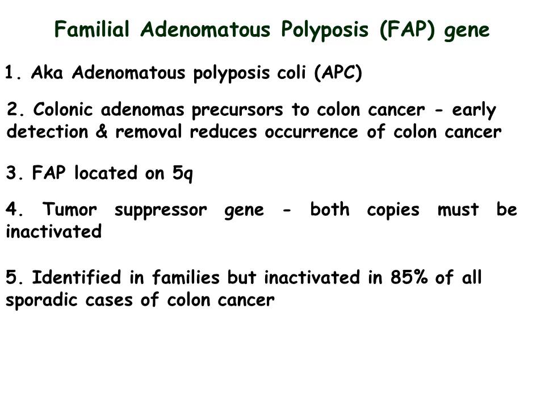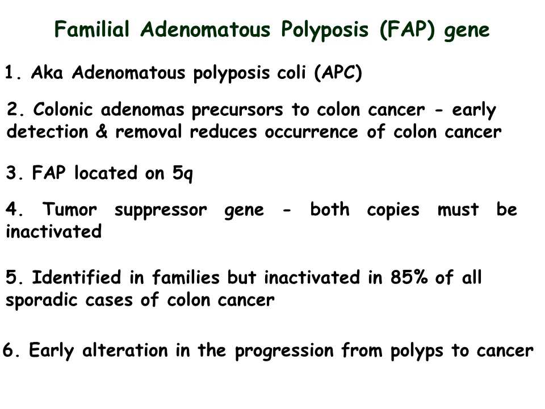But we identified it in families. But it turns out that it is also important in sporadic cases. So the same gene is also inactivated in about 85% of all the sporadic cases of colon cancer. So here was a situation where this became important in the majority of colon cancer cases. So early alteration in the progression from polyps to cancer is what happens when this particular gene is inactivated.